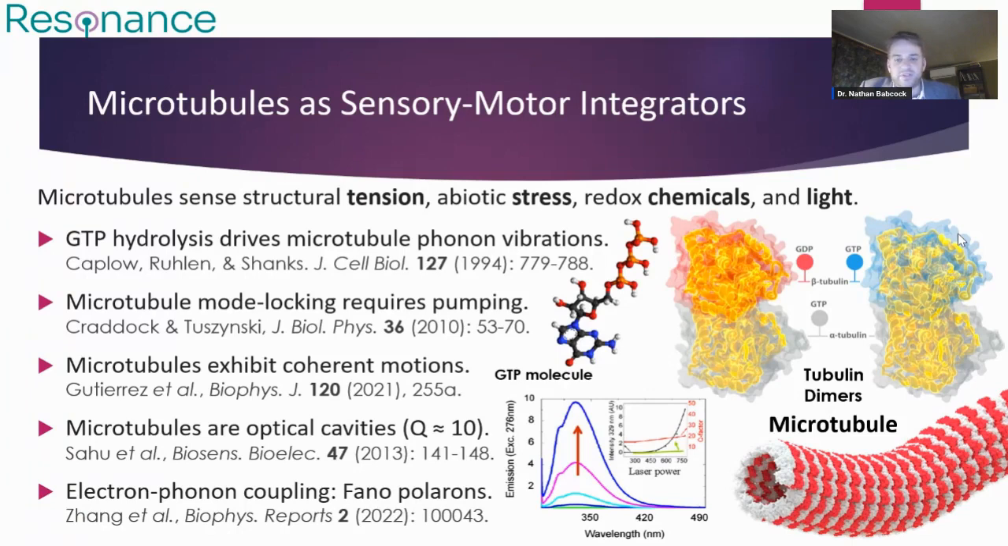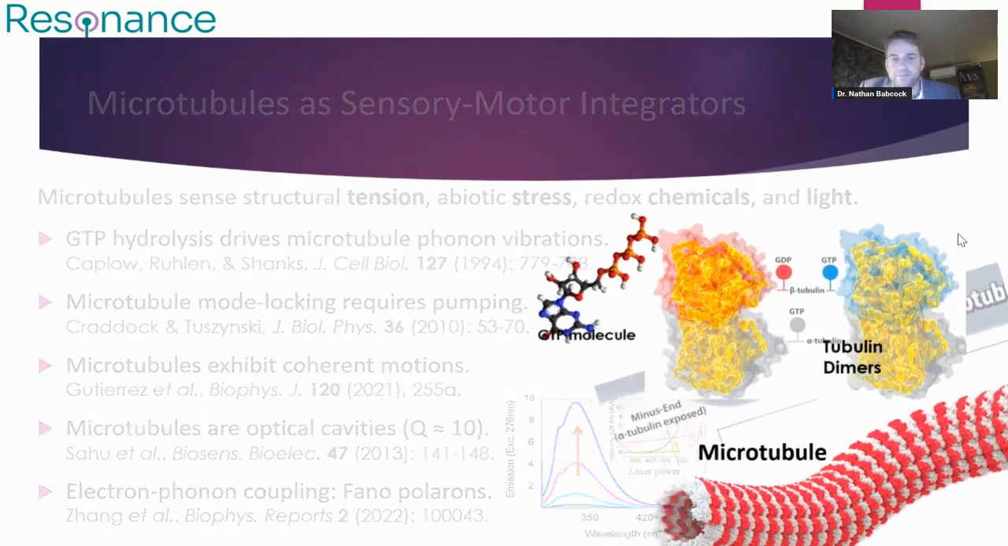Now, microtubules are not static structures. They require energy that is imparted to them in a process called GTP hydrolysis. GTP, guanosine triphosphate, is essentially the energy source for the microtubule cytoskeleton. And various processes require pumping through this energy source that enables a variety of coherent motions and potentially optical activity, and in fact, interactions between the mechanical states and chemical and optical states of the microtubules themselves.